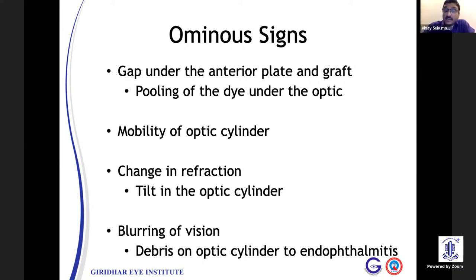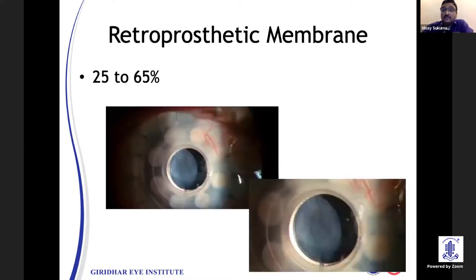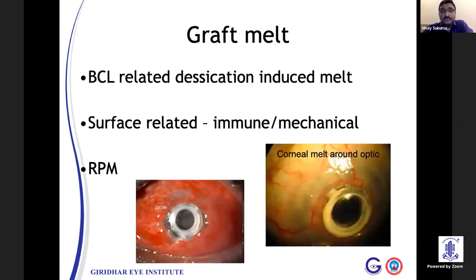Change in refraction is an indirect indicator of tilt in the optic cylinder, again because of melt or problems in the haptic tissue, either cornea in Boston or the bone-tooth complex in OKP. Vision can drop because of various reasons. Intraocular inflammation, either sterile or infective, can be a reason, or retroprosthetic membrane can be another reason, which is quite common in Boston K-Pro, but at the same time is not that common in osteo keratoprosthesis.